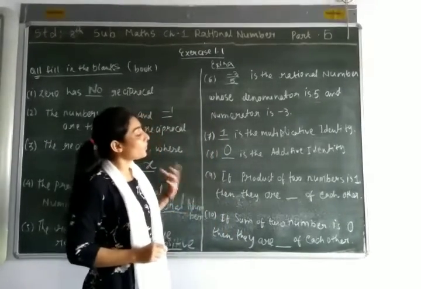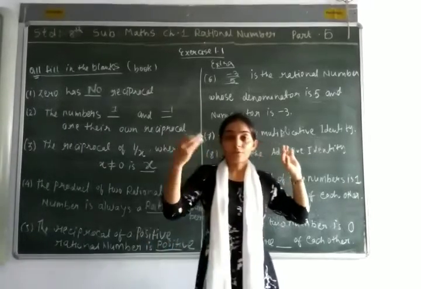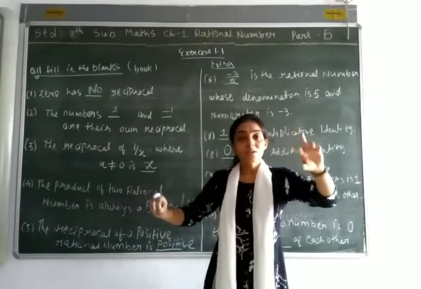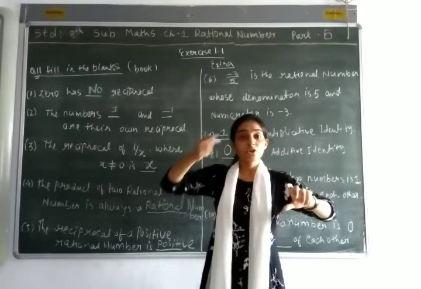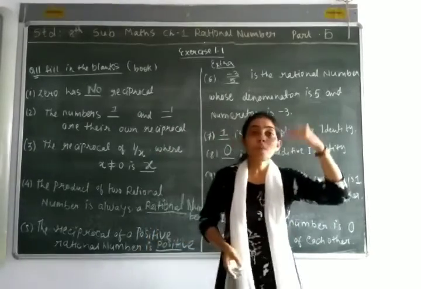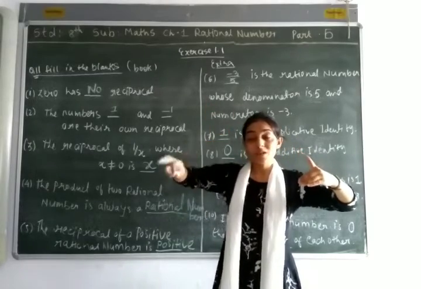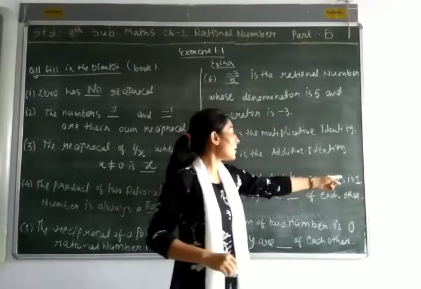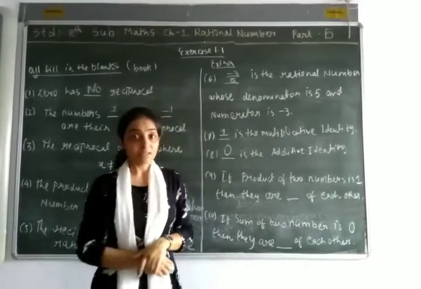If the product of two numbers is 1, then they are reciprocals. If I am taking 3 and 1 upon 3, the 3 gets cancelled and the resultant value I am getting is 1 only. If you take 2 by 5 and 5 by 2, the 5 gets cancelled, the 2 gets cancelled, so the resultant value is 1 only. So if the product of two numbers is 1, then they are reciprocals of each other.